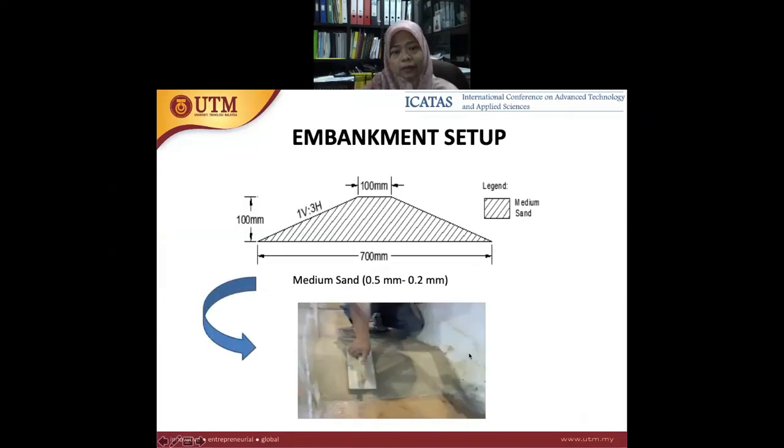The embankment that we set up in the laboratory is made of medium-size sand, where the grain size ranges from 0.2 millimeter to 0.5 millimeter. The embankment has a slope of 1 vertical to 3 horizontal, a crest width of around 0.1 meter, and a height of 0.1 meter.